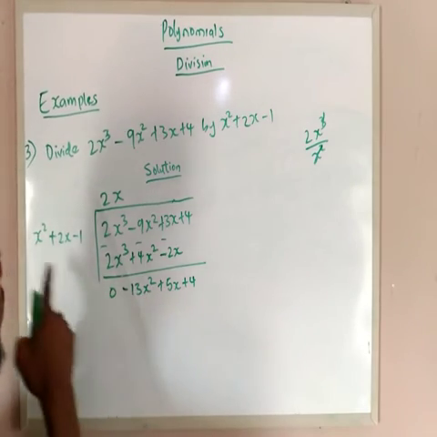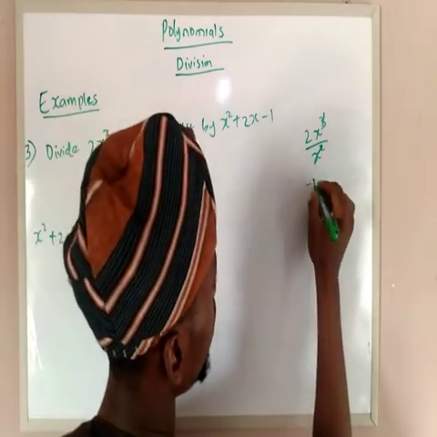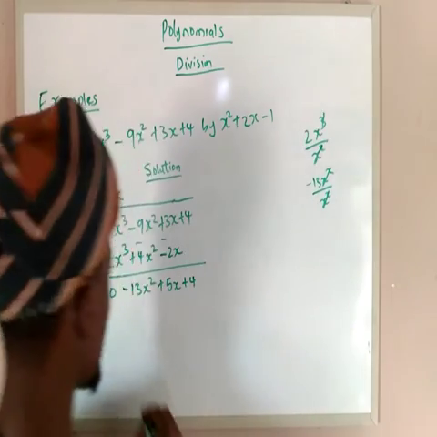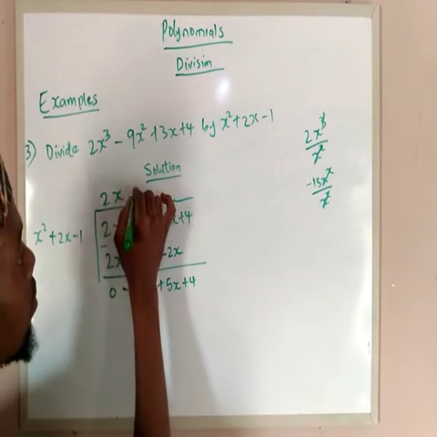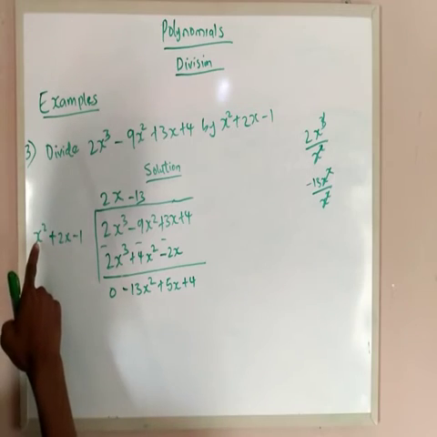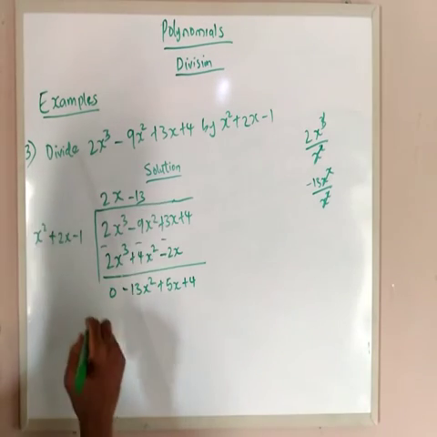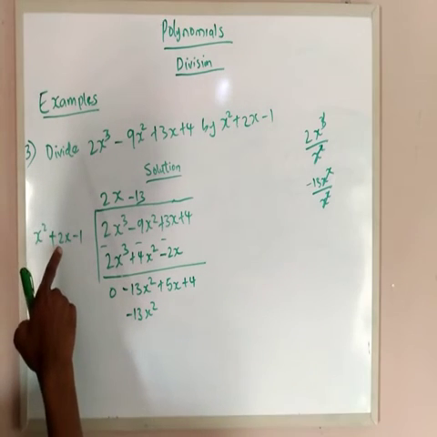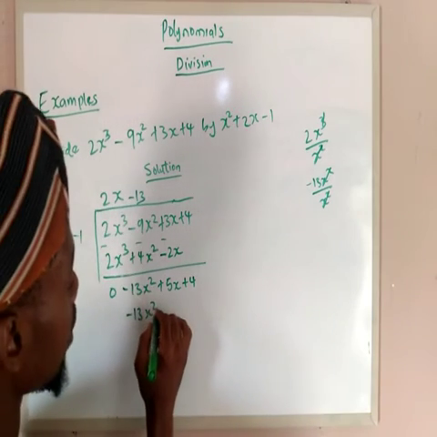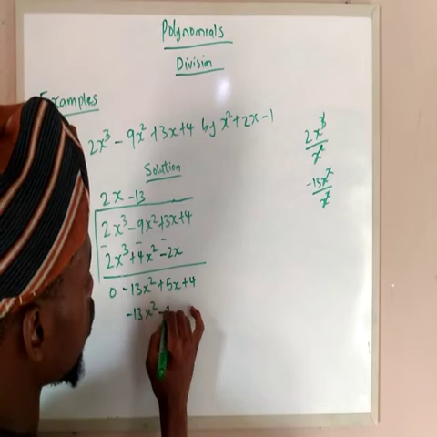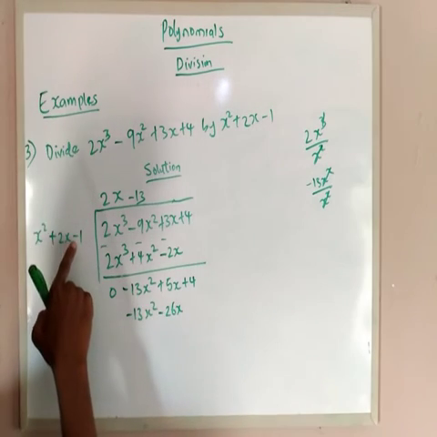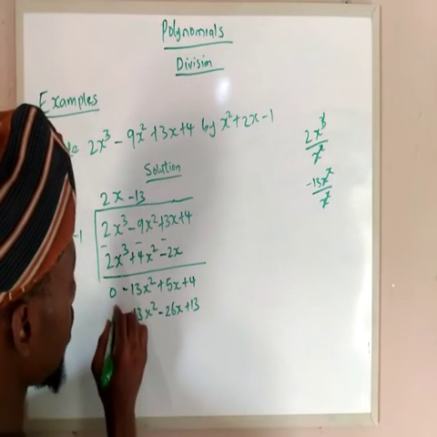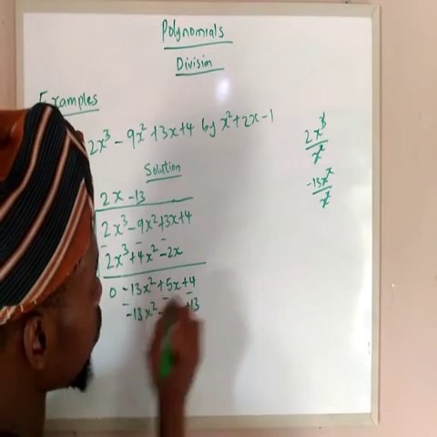Minus 13x squared divided by x squared, so we'll be left with minus 13. And minus x squared times minus 13, that will give us minus 13x squared. Plus 2x times minus 13, that will be minus 26x. Minus 1 times minus 13, that will be plus 13. And we are going to subtract through each term.